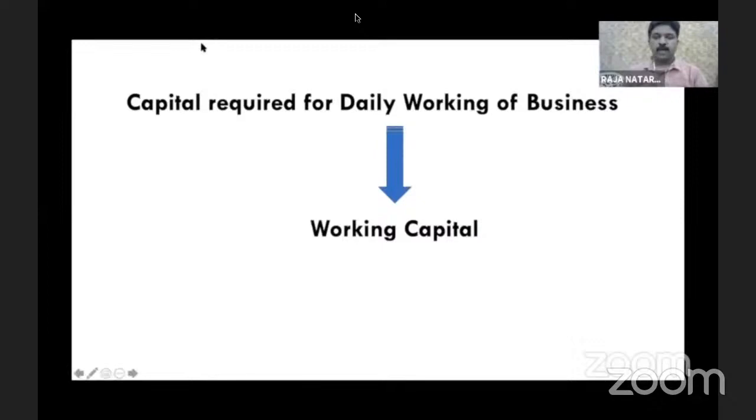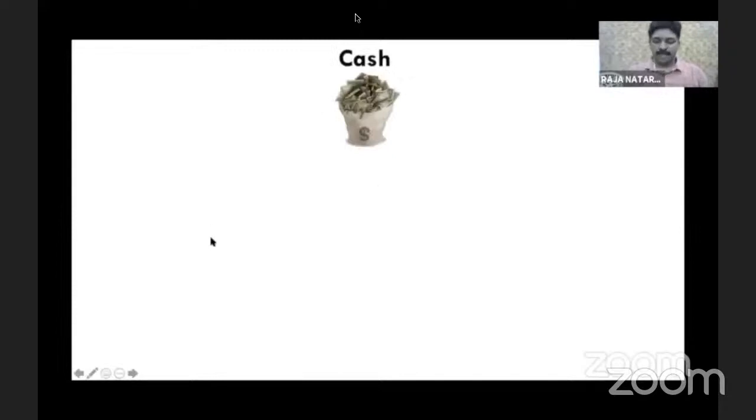Now I got the gyan, the knowledge. What is the knowledge? I cannot run the show just with fixed assets. I should also invest in raw material, in employees, and in the production process. So I'm going to arrange some cash. Somehow I arranged some cash. Now with this cash, I'm going to purchase raw material.